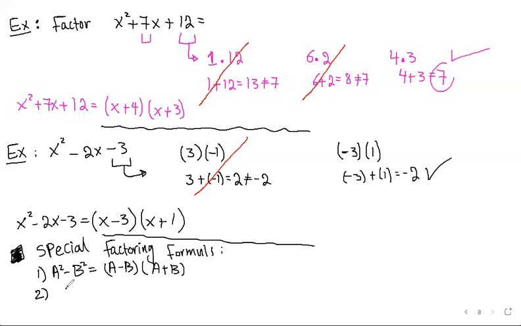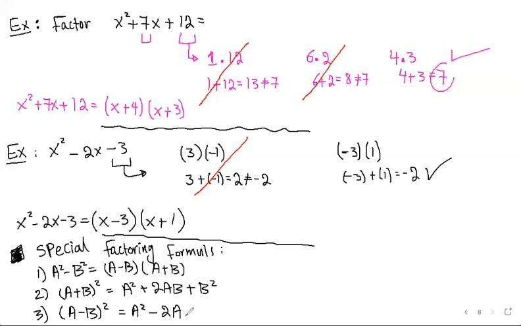Second one is a plus b squared, which is equal to the first one squared plus 2ab plus b squared. This is called perfect square. Third one is a minus b squared, which is equal to a squared minus 2ab plus b squared. And this again is called the perfect square formula.